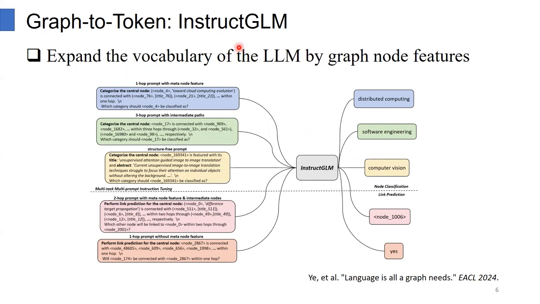This is another example of graph-to-token. They try to expand the vocabulary of the LLM using additional graph node features. Here each is actually a description: they describe the node, for example its title and abstract. You can also ask questions here, like what category the node should be classified into. So basically we expand the vocabulary by integrating node features, and these expanded features can be input into a model to solve different tasks.